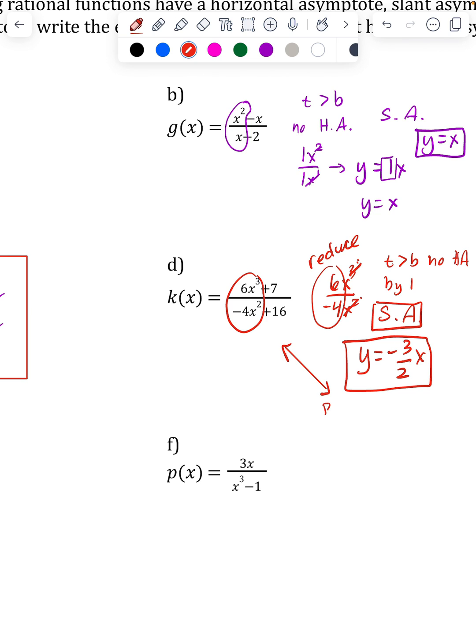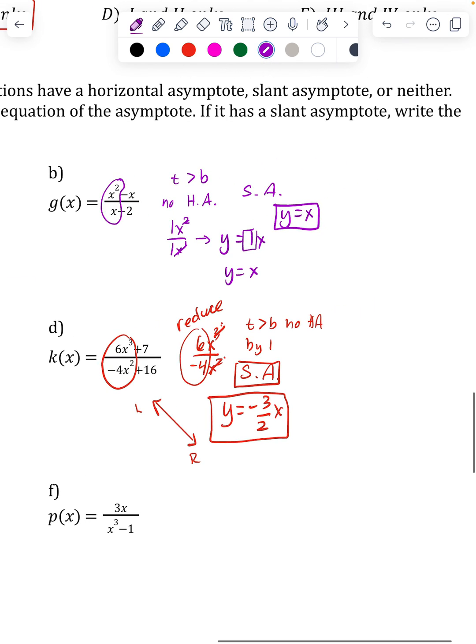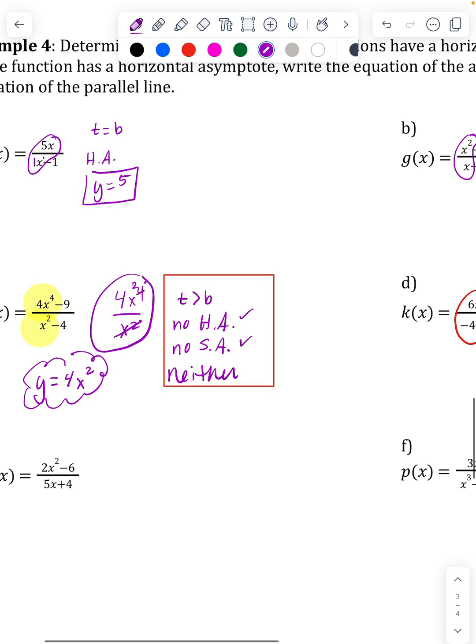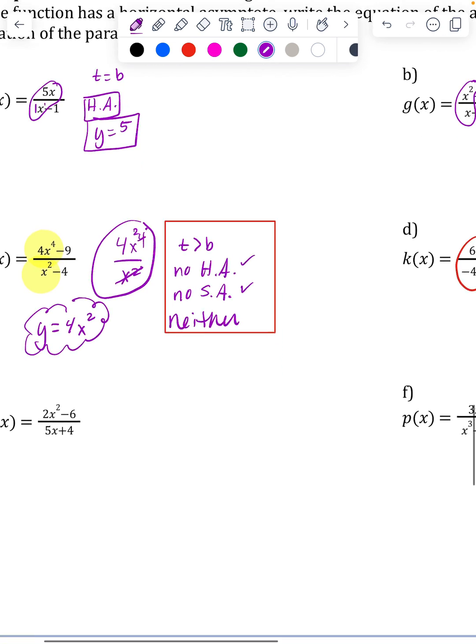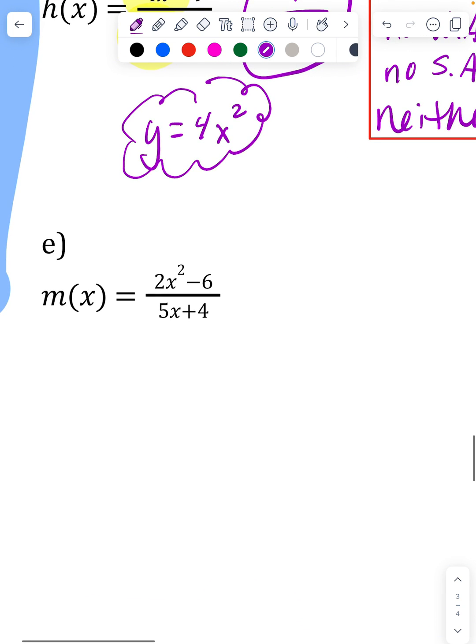So when we think about what the right and left ends of our graphs are going to do, they're going to follow that slant asymptote. Like up here in B, where we had a slant asymptote of y equals x, that line goes up from left to right, so the graph will follow that as well. Our right end will go up towards positive infinity, and the left end will go downward towards negative infinity. And this one had horizontal asymptotes, so that's not the issue.